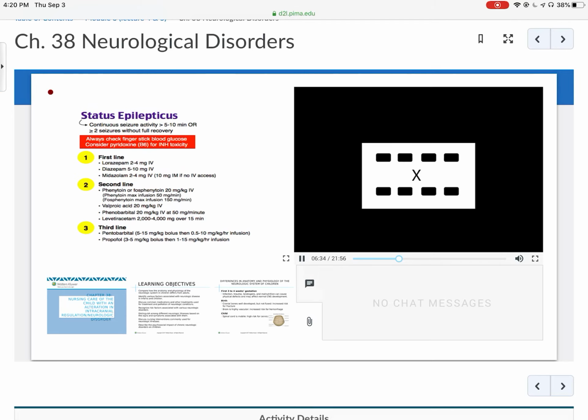And then the third line would be either pentobarbital, which I've never ever seen used, but propofol we have. So you're going to put them into a state where they are paralyzed, with propofol, so that seizure will stop. And then they'll do some investigation as to what's going on. A lot of times it's their seizure medications they've had at home are not appropriate for their weight now, things like that. And then, of course, always check your finger sticks with any type of illness.